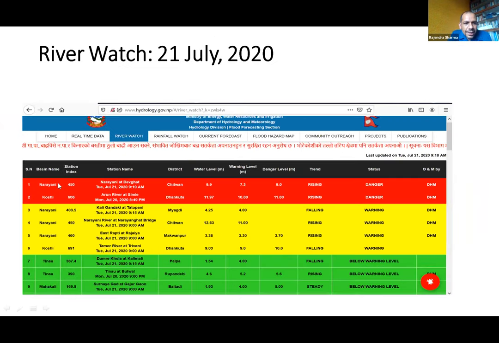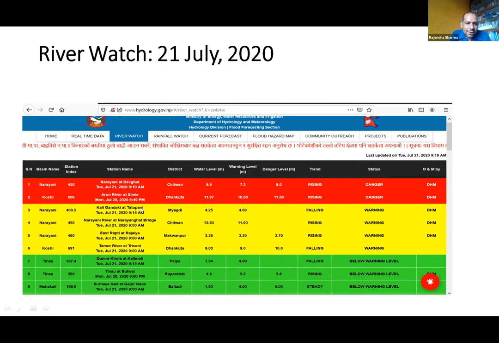For example, this is the Narayani basin. The river is Narayani River. The place is Devghat, Chitwan district. The current water level at that time was 9.9. We had fixed the water warning level as 7.3 and danger level as 8. So it has crossed the danger level, hence it is shown in red color.